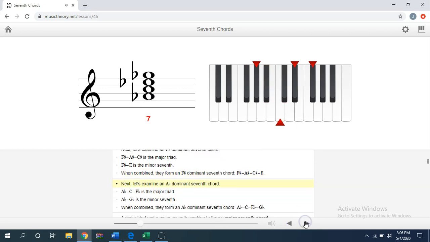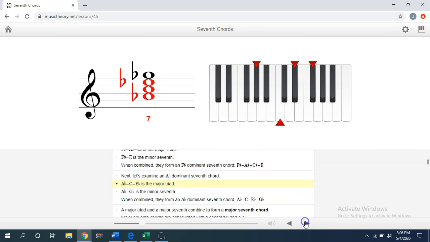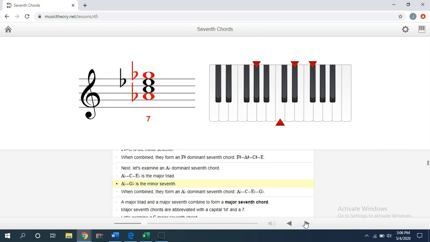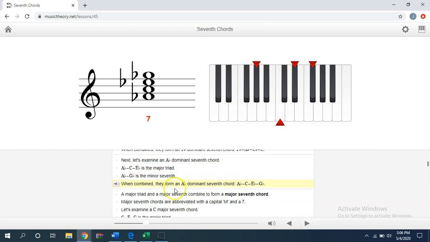Okay, one more. A flat dominant 7th chord. A flat, C, and E flat is the major triad. We put our G flat on top. That becomes the minor 7th. Remember, we want to go a minor 7th from our bass note, our lowest note, which is A flat. And then when combined, they create an A flat dominant 7th chord.